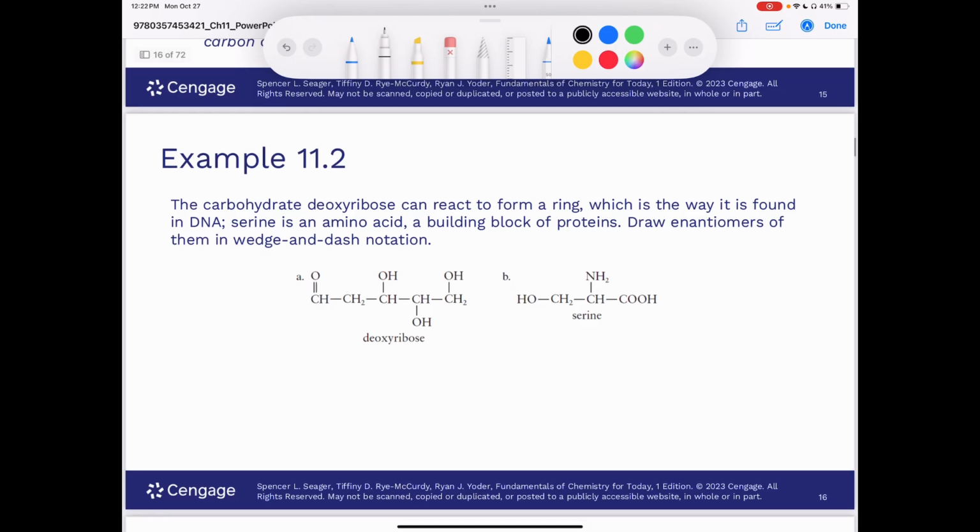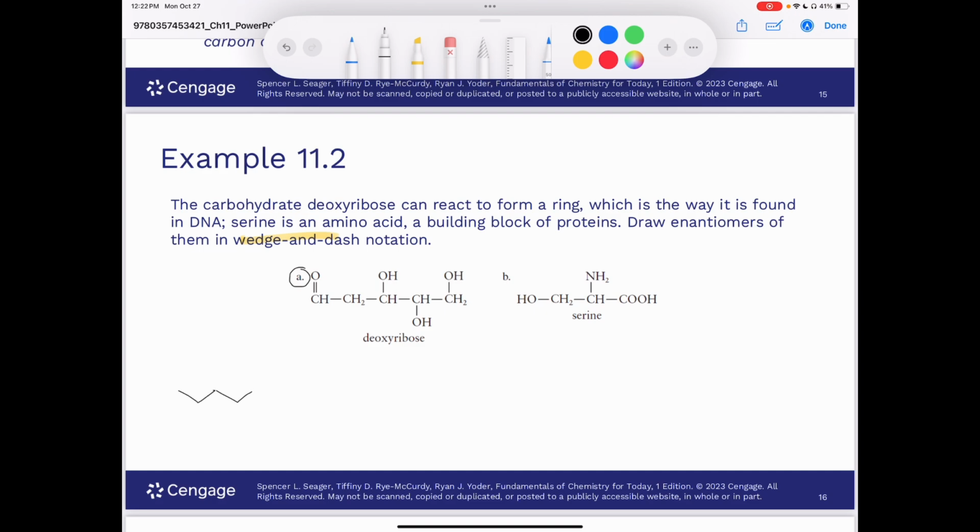Okay, the carbohydrate deoxyribose, shown right here, can react to form a ring, which is the way it is found in DNA. Serine is an amino acid, a building block of proteins. Draw enantiomers of them in dash and wedge notation. So if we're going to use dashes and wedges, we're going to use skeletal structures or bond line structures. And so what I'll do for deoxyribose is I'm going to do it like this.